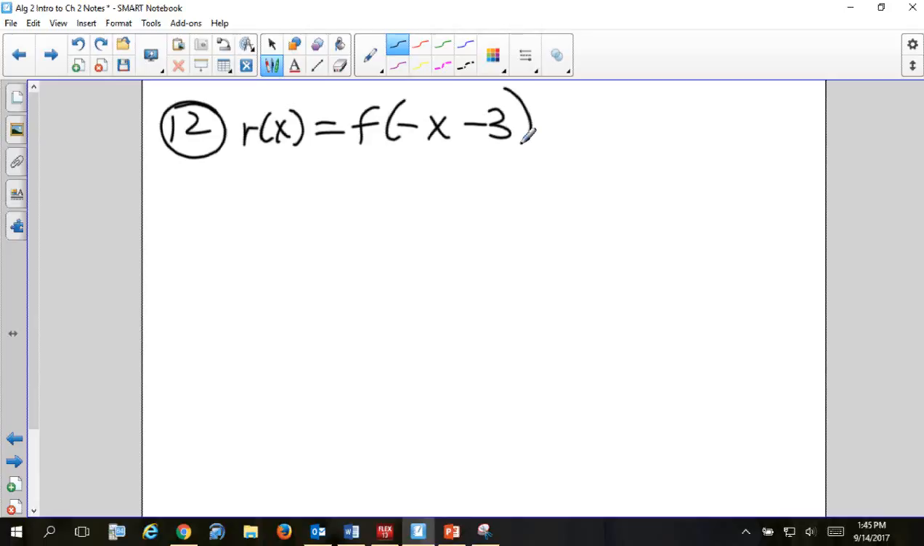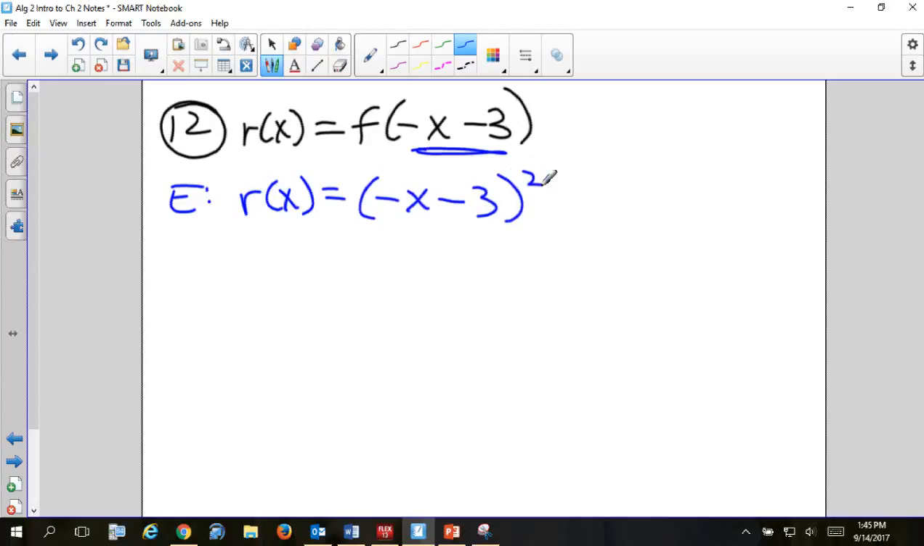12 has something very unique that none of the rest of these examples have, but I want to tell you about it now. We've got to write the equation first. R of x equals, so wherever I see an x, I'm going to replace it with parentheses. So I'm going to have parentheses negative x minus 3 close parentheses squared.